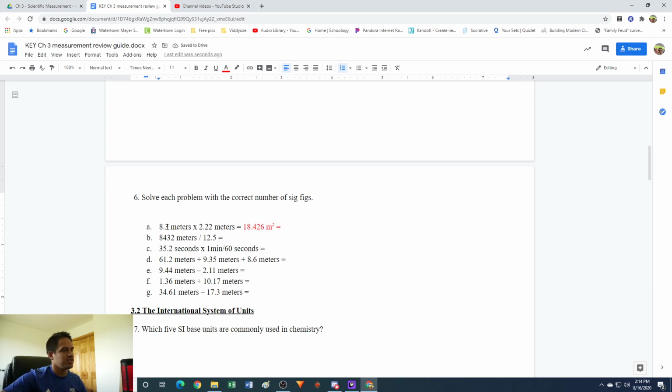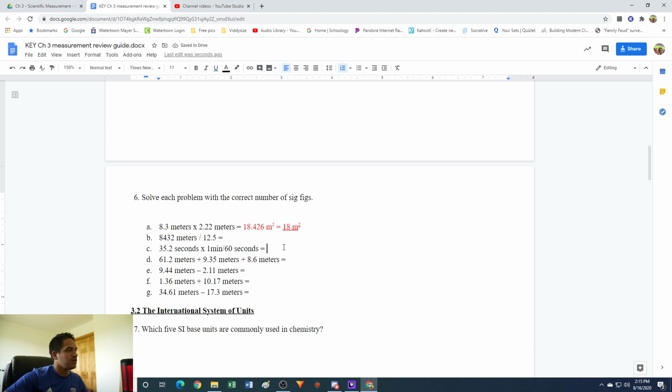Since this is multiplication, we need to count how many sig figs are in the measurements we used. So 8.3, that's 2 sig figs. 2.22, that's 3 sig figs. Seeing as the lower one is only 2, our answer needs to be rounded to 2. So we're going to keep the 1 and the 8. The 4 means the 8 stays, which means our final answer should be 18 square meters, rounded to 2 sig figs.